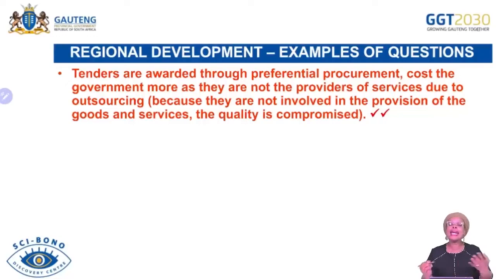Somebody can say tenders are awarded through preferential procurement, but this is a cost to the government. Why? Because more services are provided through outsourcing to these Black-owned companies. And sometimes you'll find that the quality that is provided is not excellent. The quality is compromised. And who is to be blamed? The government is blamed if a Black-owned company does not perform a service of excellence.